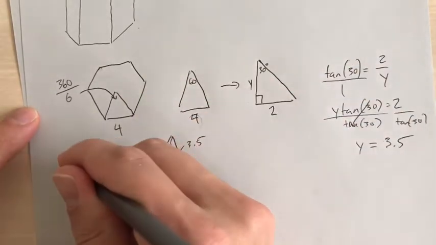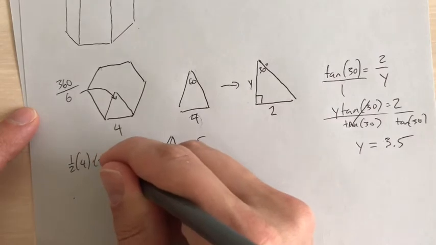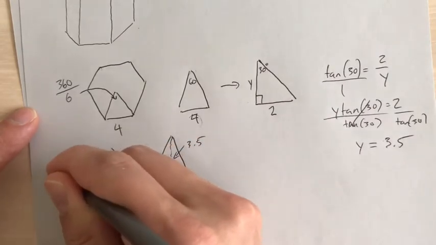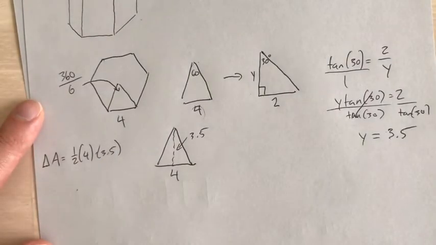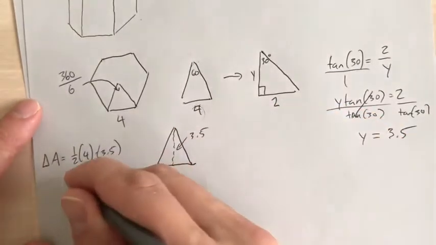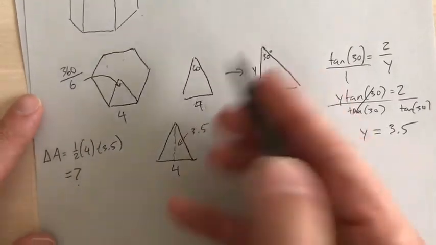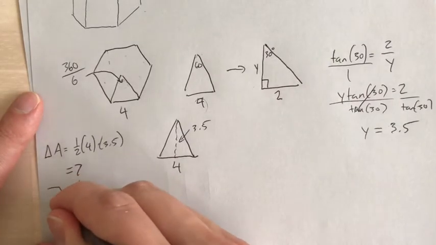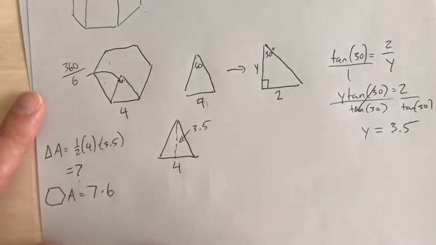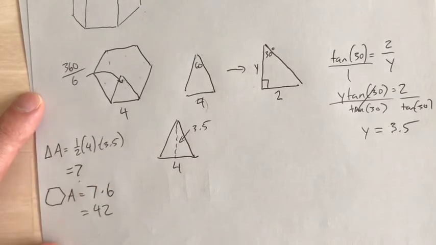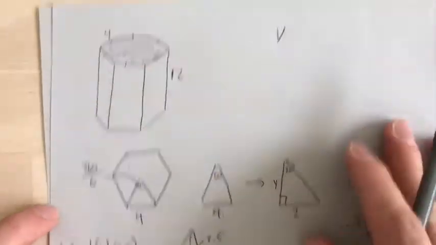It would be 1/2 times 4 times 3.5. That would be the area of just one of those triangles, right? So when I calculate that, I get 7. So that'd be the area of just this triangle. And then remember, there are 6 of them. So to find the hexagonal area, I would multiply that 7 times 6. So that would be 42. So the area of this polygon up here is roughly 42.